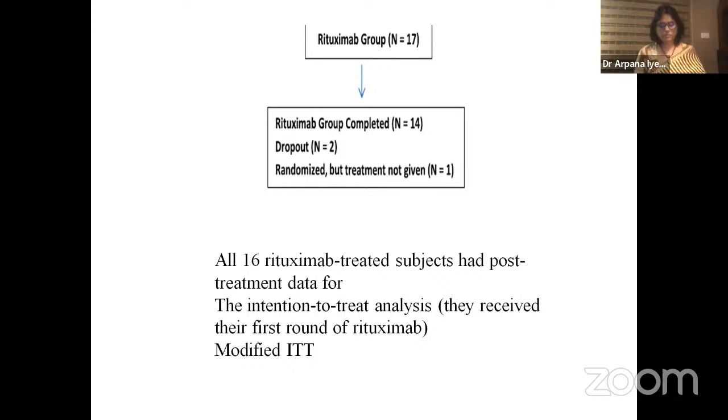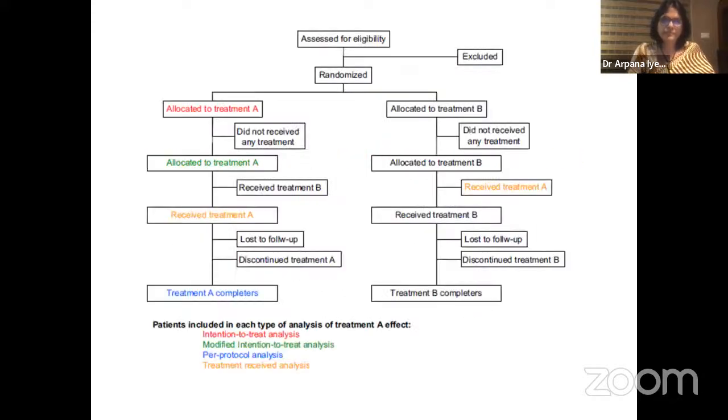So those 2 had only one regimen of rituximab. They did not take the 6 monthly rituximab later. So only at the start of the trial they took it. So 16 people were included in the intention to treat analysis. So this is something like a modified intention to treat analysis.